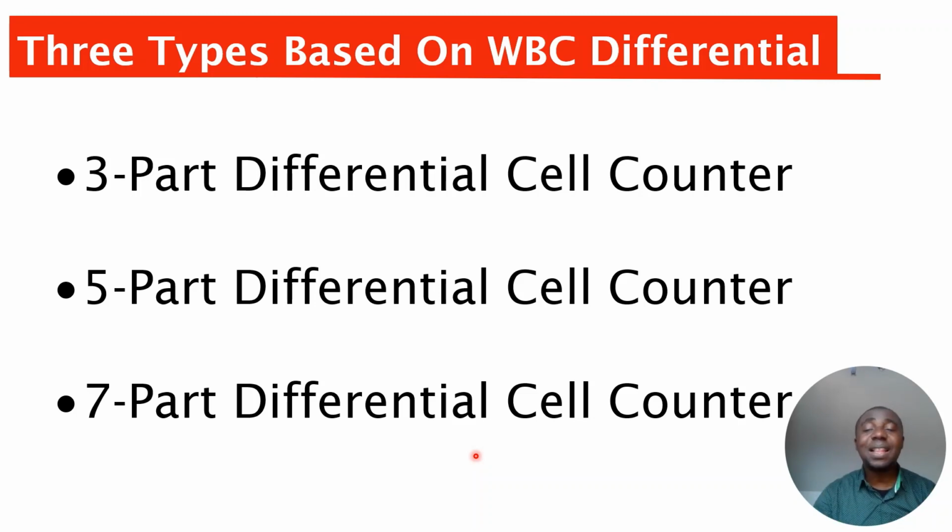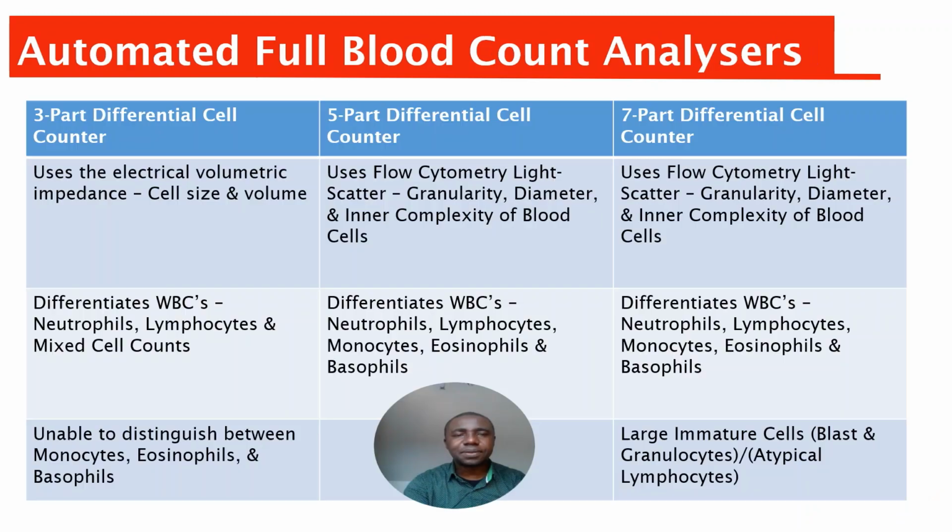While the 5 parts are the ones that will actually give you the 5 differential count you're looking at, which is neutrophils, lymphocytes, monocytes, eosinophils, and basophils. Then in some cases, like 7 parts, they can include something like immature granulocytes or maybe blasts, as the case may be, okay? So we're going to look at it in detail. So I thought I should show you this table, the difference between the 3-part differential cell counter, the 5-part differential cell counter, and the 7-part differential cell counter.